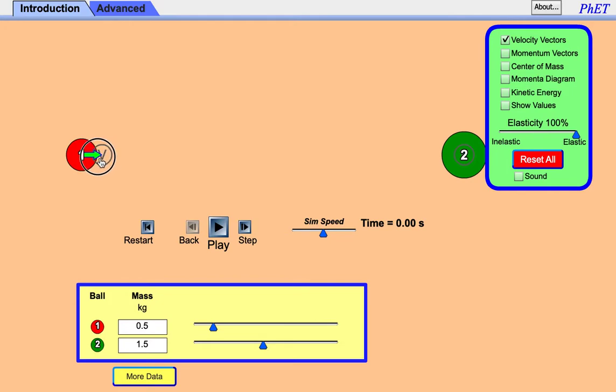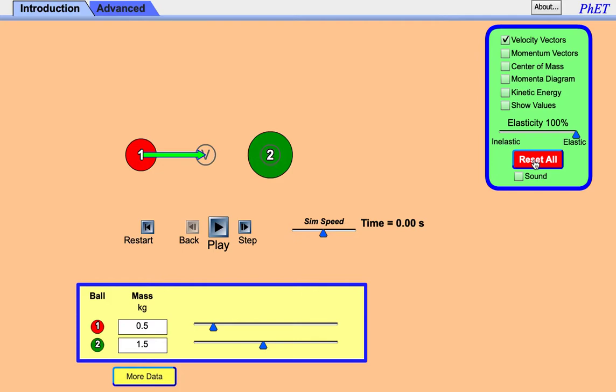Let's say I give mass 1 a small velocity. This is pointing to the right, so this is going to have a small positive velocity. If I let this run, it's moving slowly to the right. And let's just reset this.